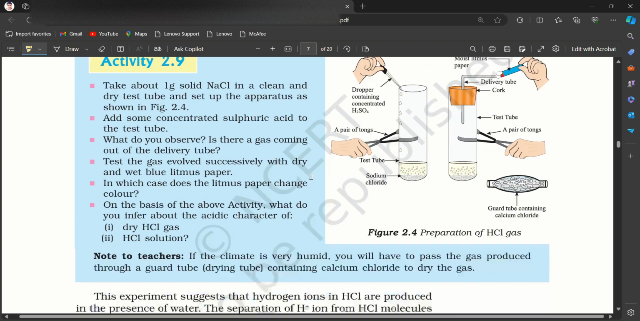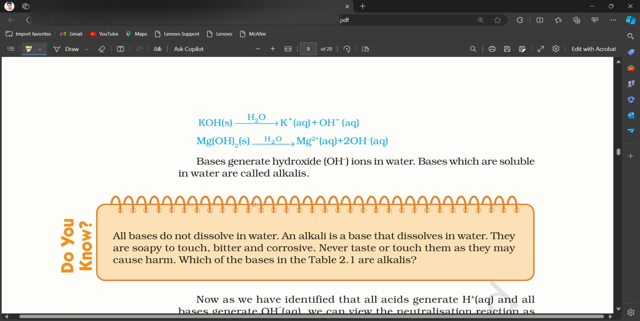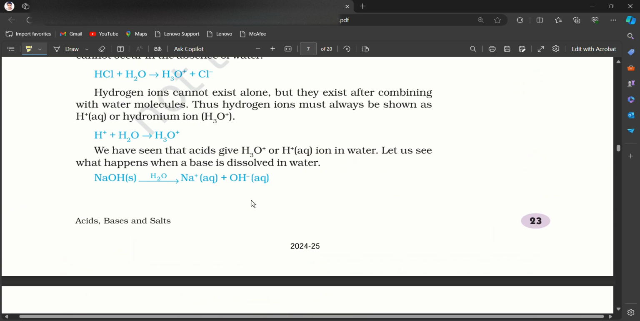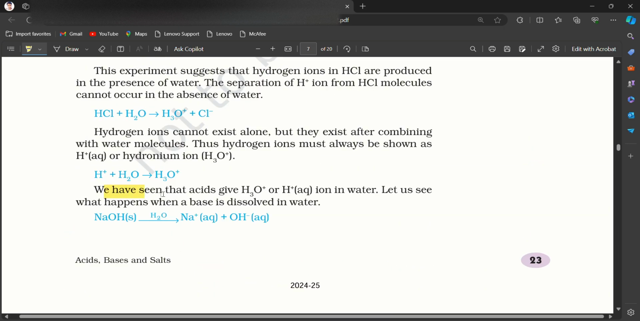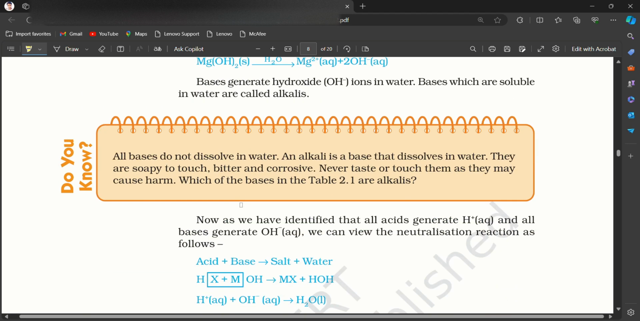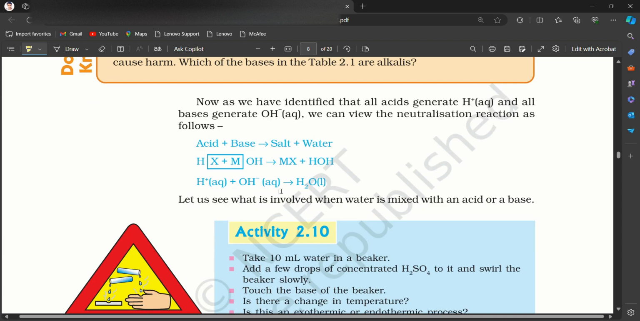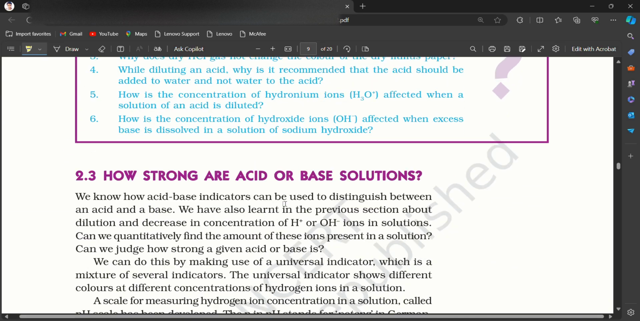What happens to an acid or a base in water solution? वाटर सोल्यूशन में क्या होता है, बताइए. H प्लस और OH माइनस में टूटते हैं. We have seen that acids give H plus. Let us see what happens when a base is dissolved: OH minus. I'm confirming that we have covered all the topics.